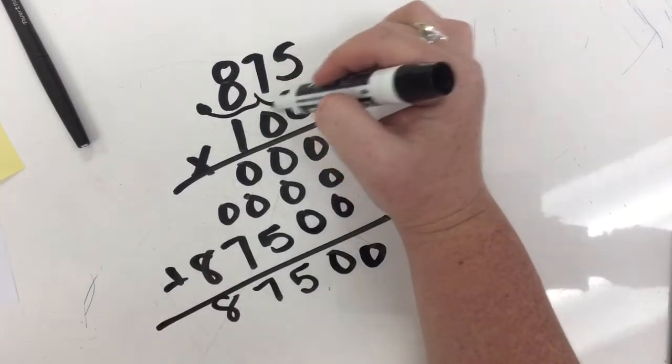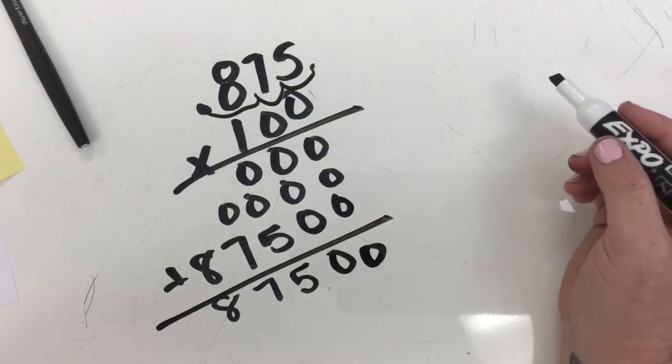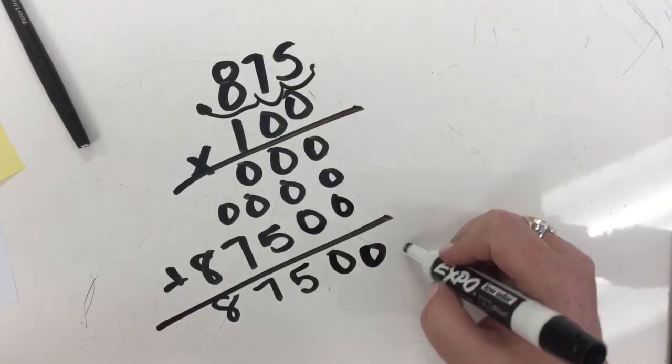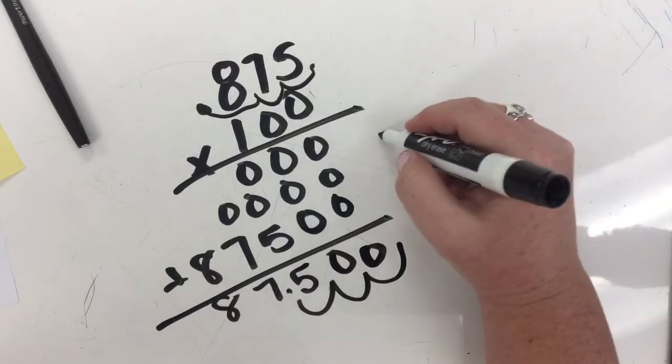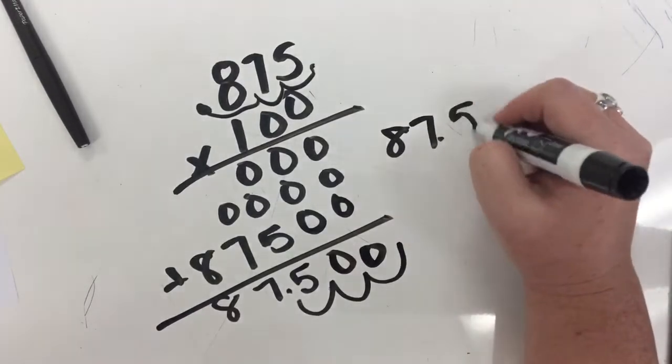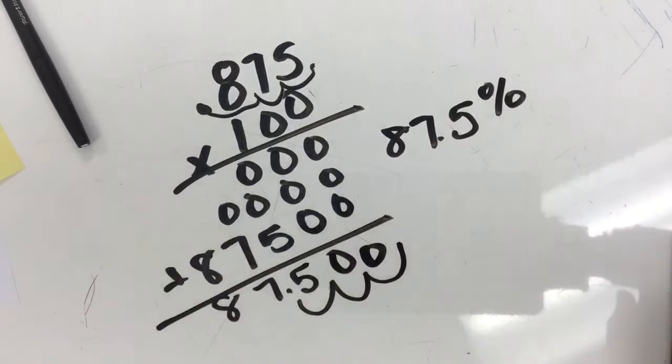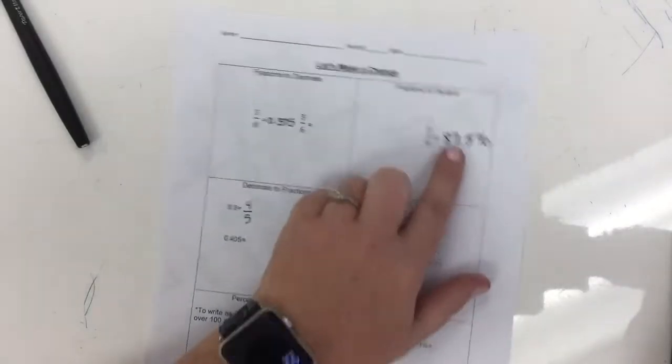So I have 1, 2, 3 decimal places in my problem up here. So my answer has to have 3 decimal places. So my percent is going to be 87 5/10%, or 87.5, which is exactly what I gave you right there.